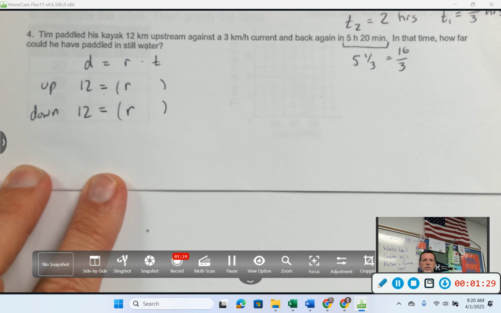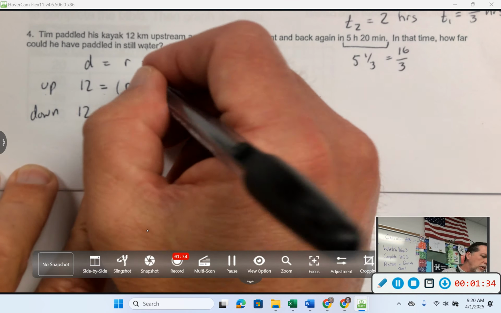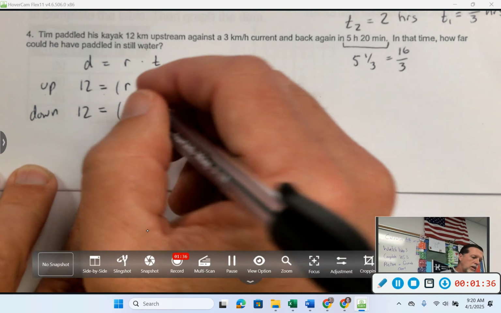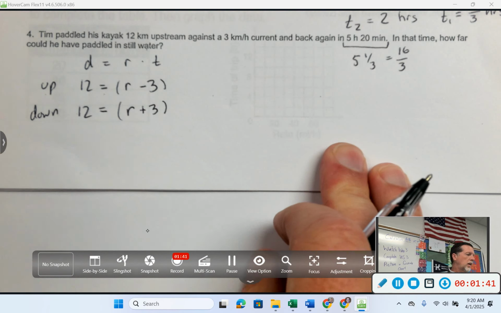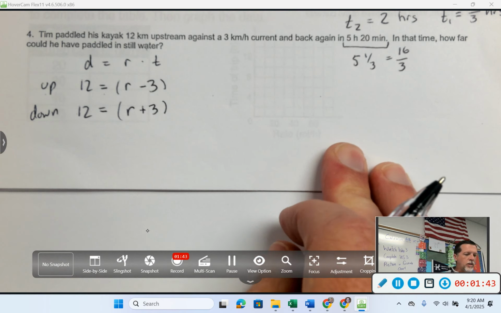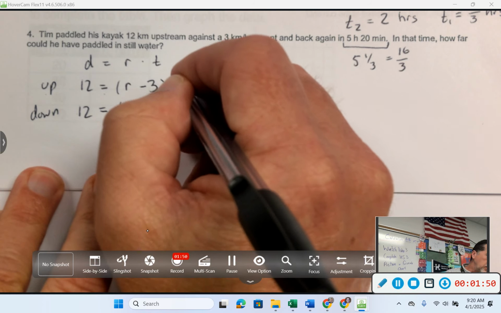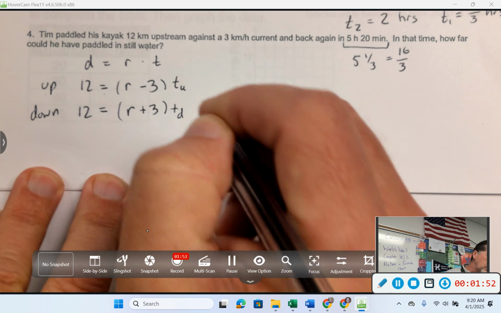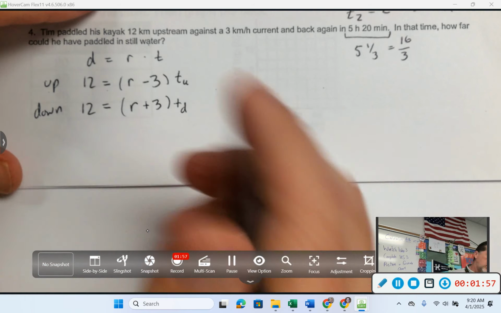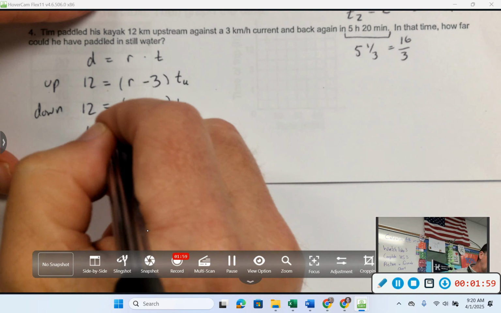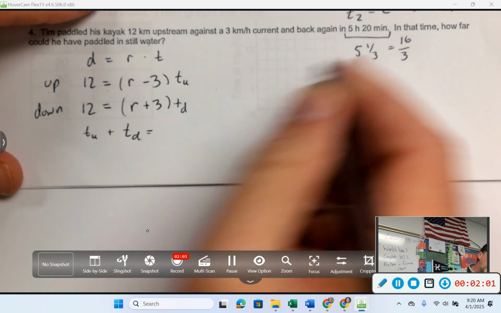So upstream, he's going against a 3 kilometer per hour current, so that's slowing him down, so R minus 3. Downstream is R plus 3. Now, the good news is, if you got those backwards, it wouldn't matter, because you're adding the pieces together, so it would be fine. We don't know the time upstream or the time downstream, but we do know the total time. So the upstream time plus the downstream time is that 16 thirds.